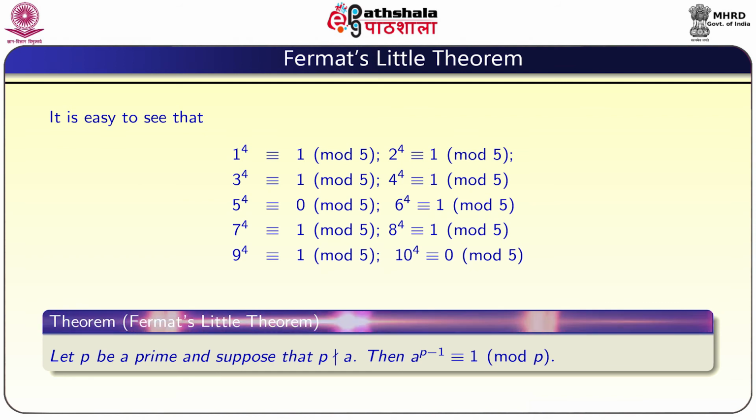That means, whenever you take a power p minus 1, it is congruent to 1 mod p whenever p does not divide a, whereas if p divides a, then a power p minus 1 is congruent to 0 mod p. So, we will state Fermat's little theorem formally. Let p be a prime number, suppose p does not divide a, then a power p minus 1 is congruent to 1 mod p. So, now we will prove this Fermat's little theorem.